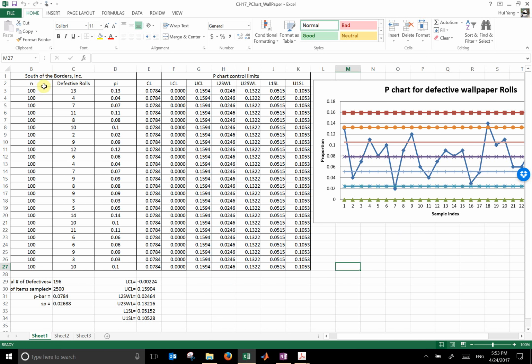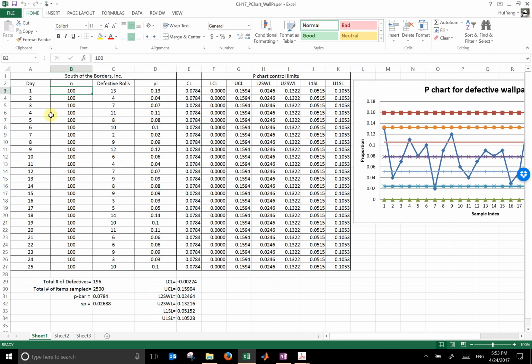Now let's have a look at the Excel example. This is exactly the same data we got. You see, this is production day 1 to production day 25, so this is approximately 1 month, right? We're checking the defective products over time, defective rows over time. We take 100 rows on day 1, and we found 13 defective rows.